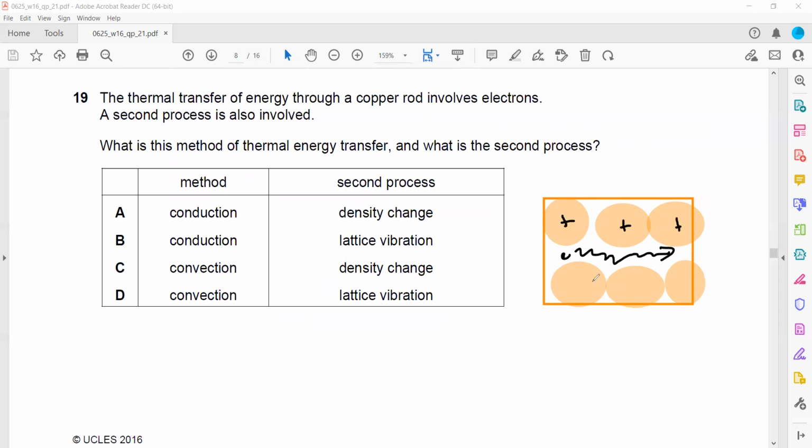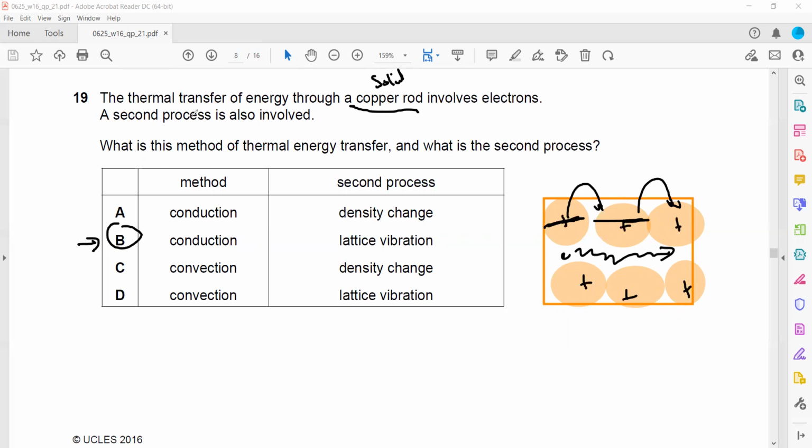And the second thing, what happens? There is lattice vibration. These positive ions vibrate and transfer energy. So the second process is lattice vibration. So the method by which energy is transferred in the solid, the copper rod, which is a solid metal, is conduction. How it happens is by electron movement as well as lattice vibration. So B is the right answer.